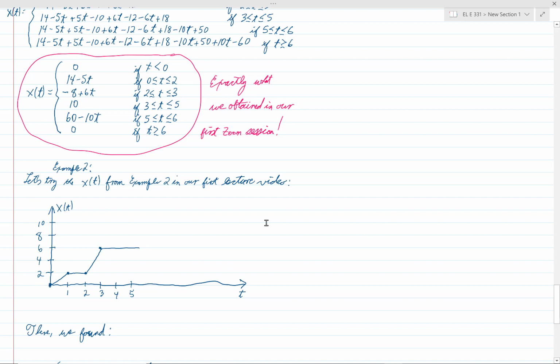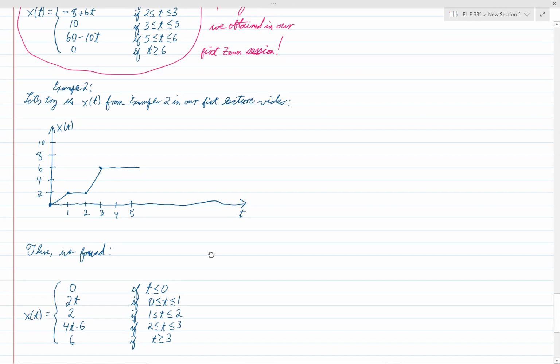And we wanted to find the expression for this function. And using the methods of lecture 1, we found this expression right here. This is x of t. But now, instead of using this approach like we did in lecture 1, let's try using the singularity functions.